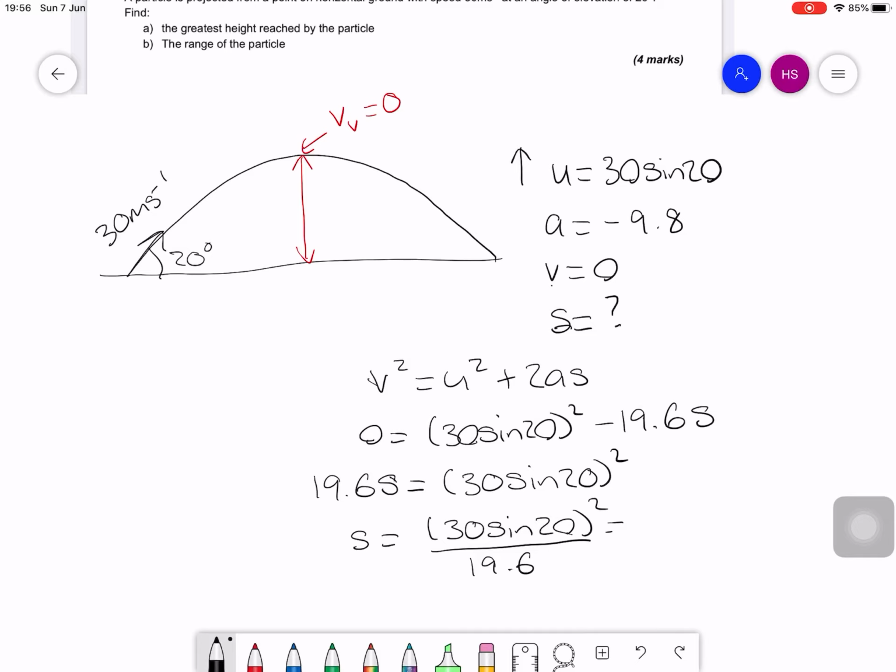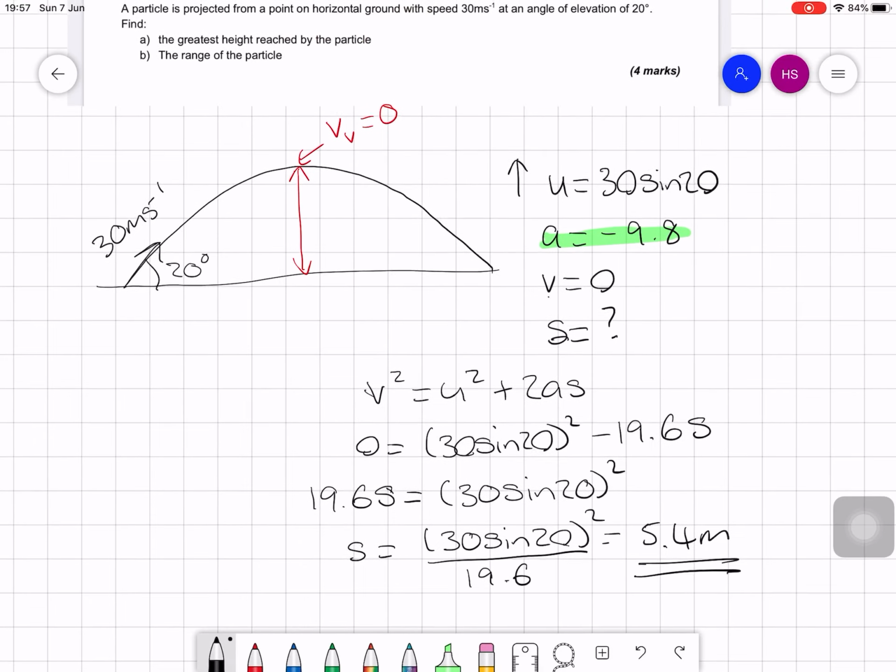So 30 sine 20, just be really careful how you enter that into your calculator. Make sure you're squaring the whole thing. So (30 sine 20) all squared over 19.6, and that is giving me a displacement of 5.3714, but because I used g is 9.8, it only makes sense to give that answer to two significant figures, so that's going to be 5.4 meters.